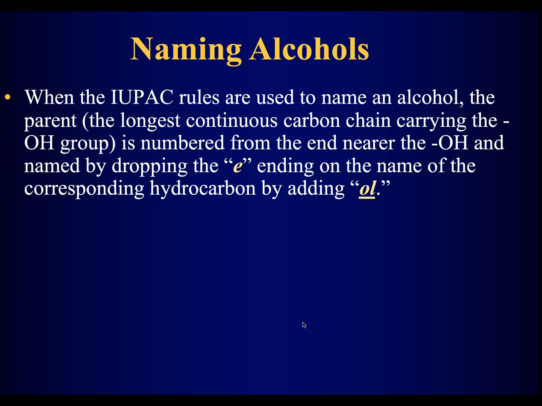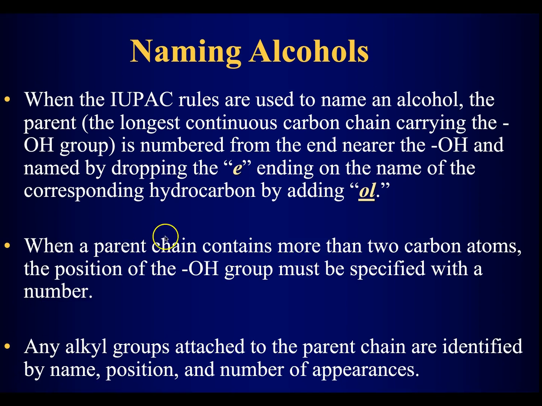Alright, so let's figure out how we're going to name these alcohols with our IUPAC naming. The biggest key to naming an alcohol is that we're going to drop the E at the end of an alkane and add an OL. Then we need to name where that alcohol group is, so we're going to specify the number on the chain where we see the alcohol, and then we're going to look at the parent chain and see position and number of appearances. So we will give it a slightly different name if there are multiple alcohols in our structure.